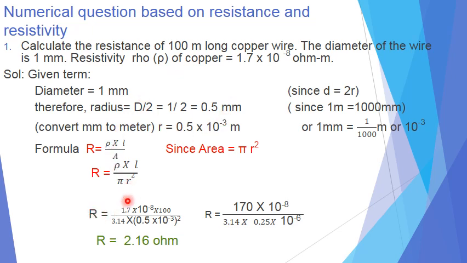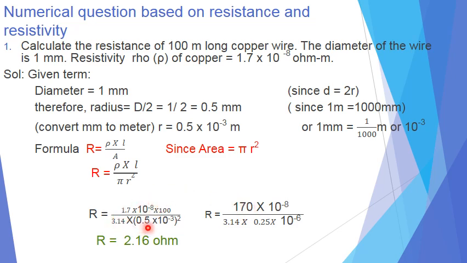So R equals 1.7 into 10 to the power minus 8, that is resistivity. The length of the wire is 100 meter, pi value is 3.14, and the radius of the wire is 0.5 into 10 to the power minus 3, the whole square. Okay, now 1.7 into 100 is 170. Now 170 into 10 to the power minus 8.